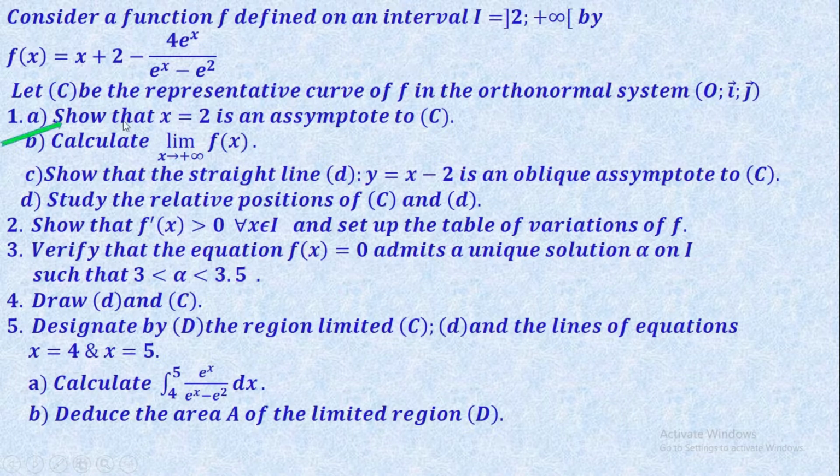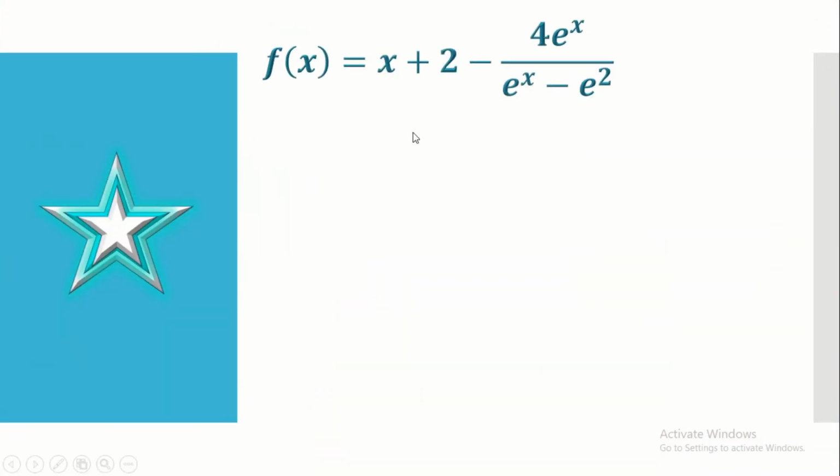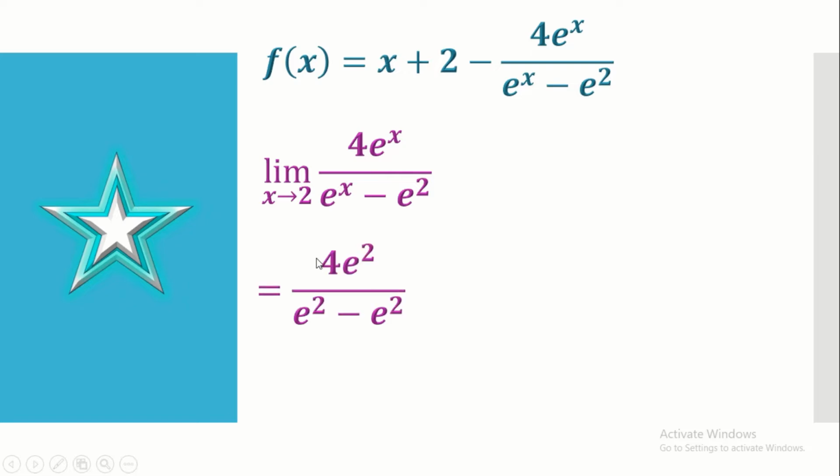In part 1, show that x equals 2 is an asymptote to C. In this case, we need to calculate the limit of f of x as x tends to 2. Let's first calculate the limit as x tends to 2 of 4 exponential x over exponential x minus e squared. Here we can replace x by 2. It gives us 4e squared over e squared minus e squared, so it's 4e squared over 0. It gives us plus infinity.